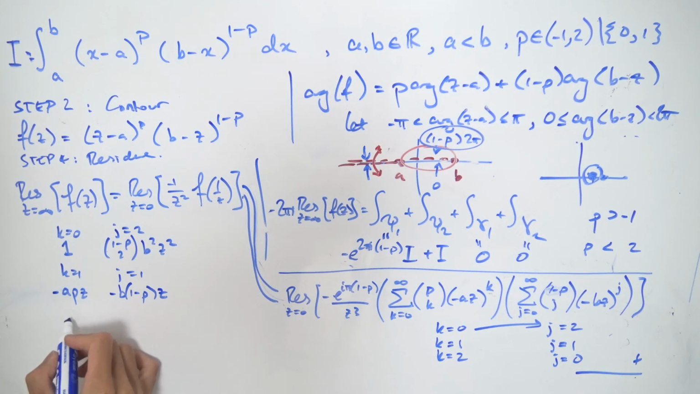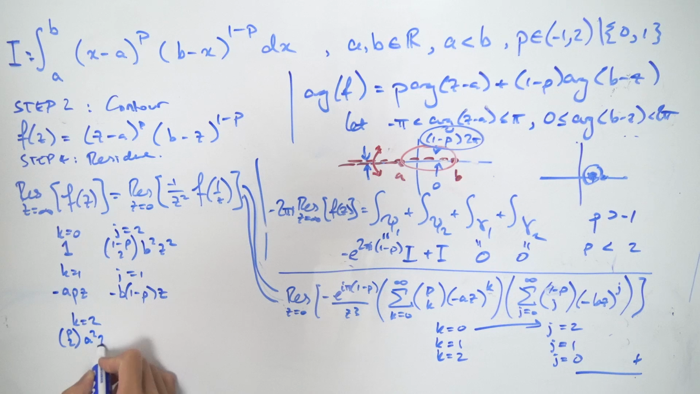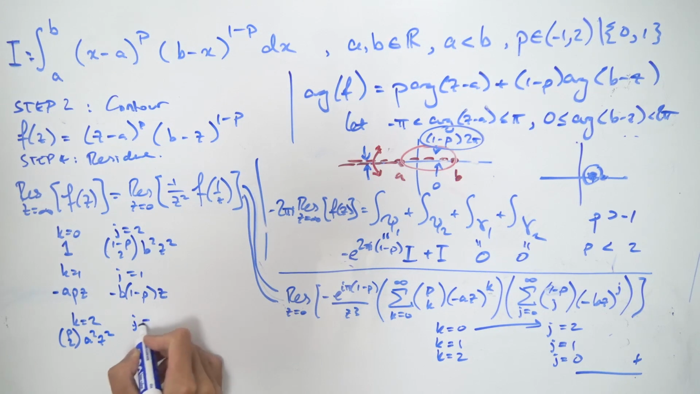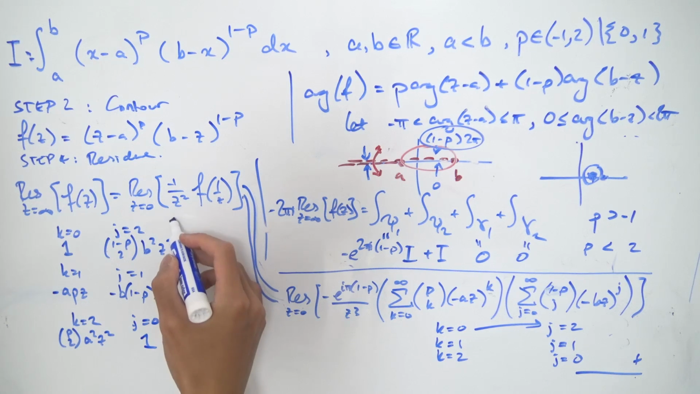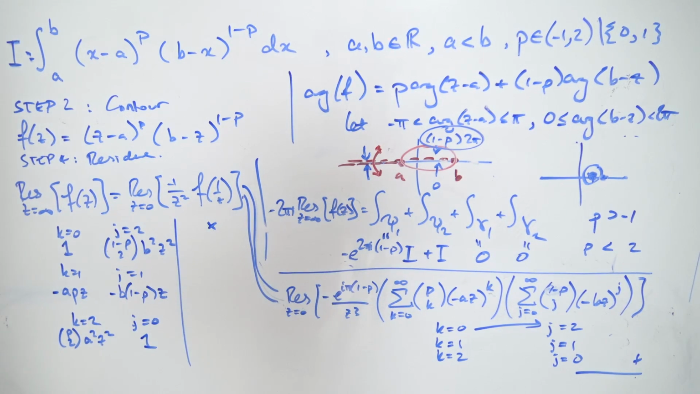Let's take a look at the third row. So k is equal to 2. What happens there? We're going to have a p choose 2, and then everything here is squared, so we have a squared, z squared, and when j is equal to 0, this whole thing just becomes 1. Alright, so we have all of that stuff figured out. Let's figure out what happens when we multiply everything together.